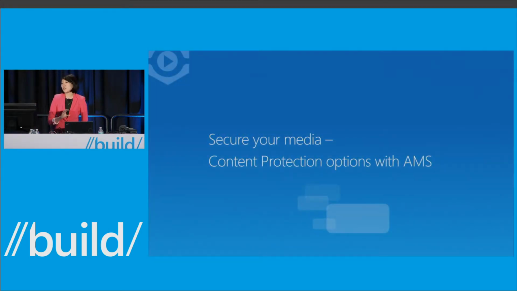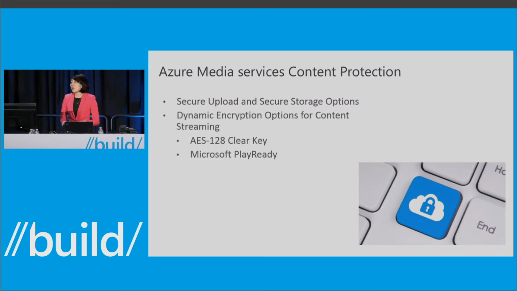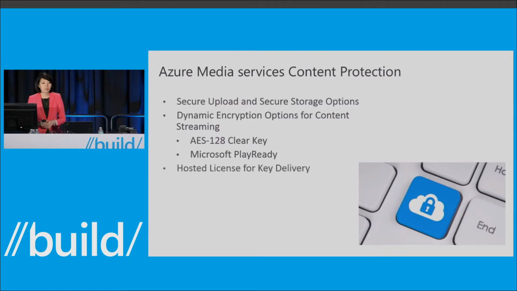And let's move on to a different part of the presentation, which is: what if you have premium content you want to protect, what can you do with Azure Media Services. So first of all, we allow you to securely upload your file, and we can securely store your video file as well. You can encrypt the file at rest. And for the streaming side of things, we can dynamically encrypt your content with either AES 128 Clear Key or Microsoft PlayReady DRM. And we provide hosted license for DRM or AES key.